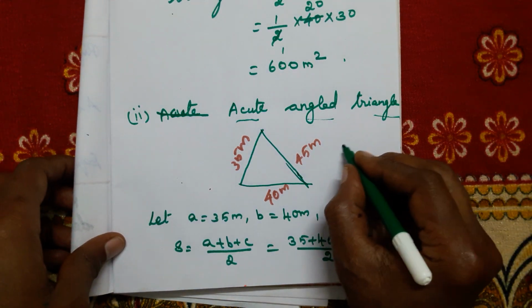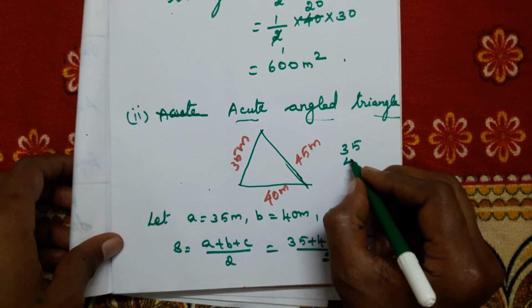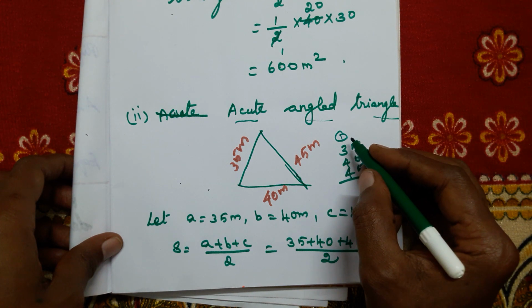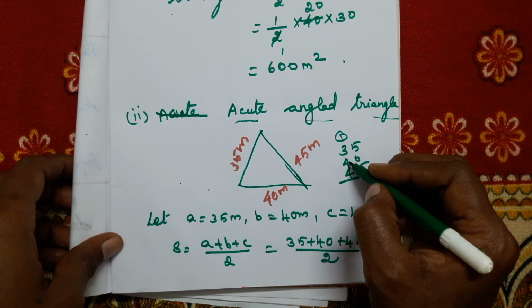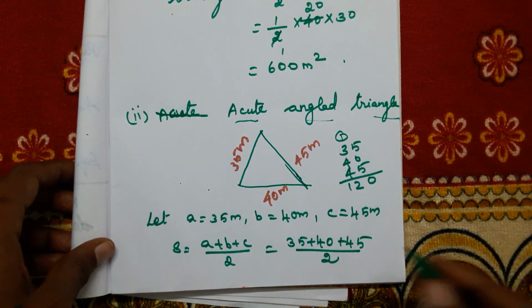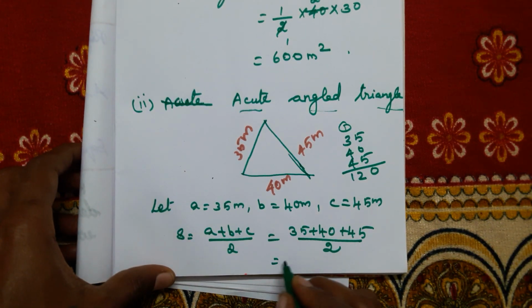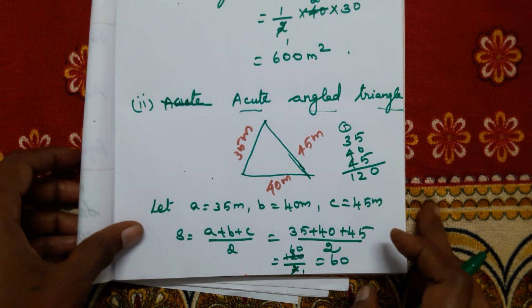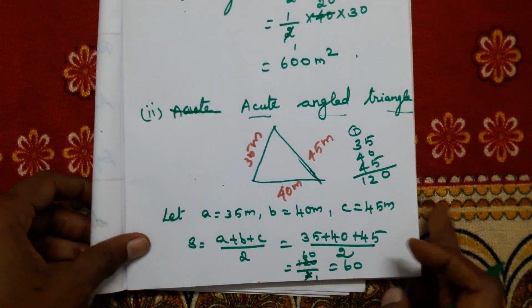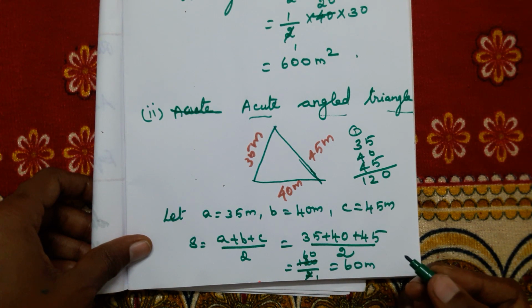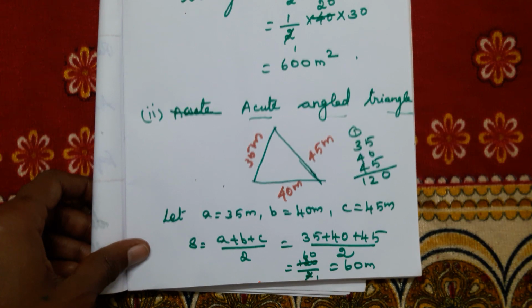When we are adding 35, 40, 45: 0, 10. Next 3 plus 1, 4, 4 plus 4, 8, 12. So 120. Equal to 120 by 2, equal to 60. What's the semi-perimeter? S is equal to 60 meter.